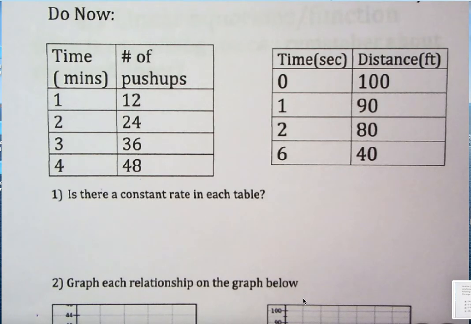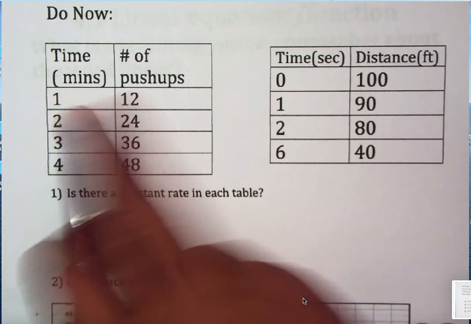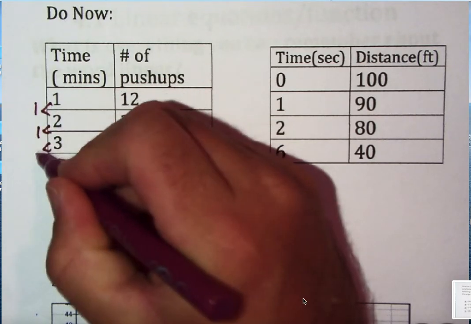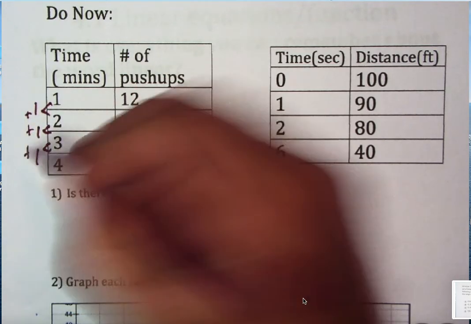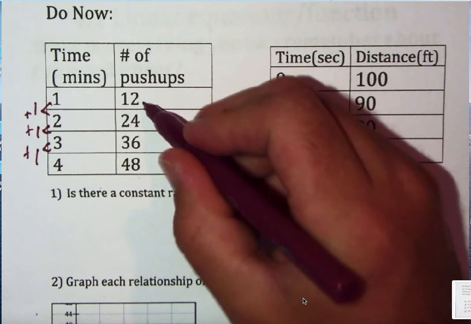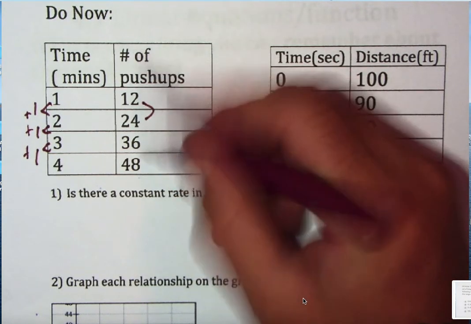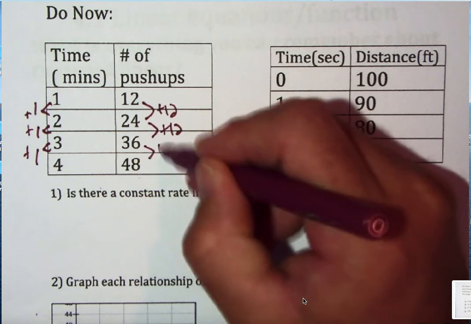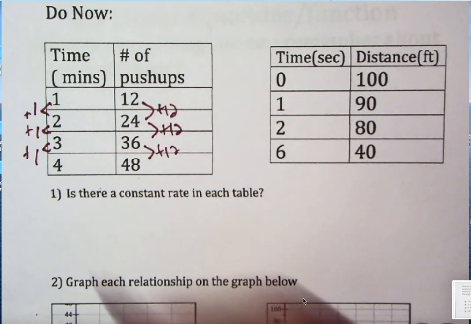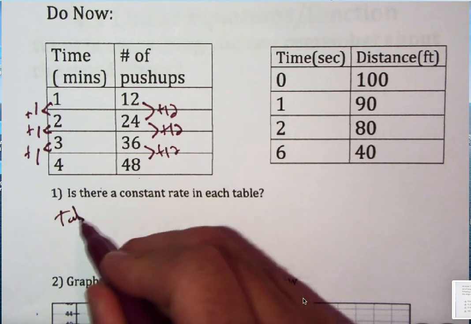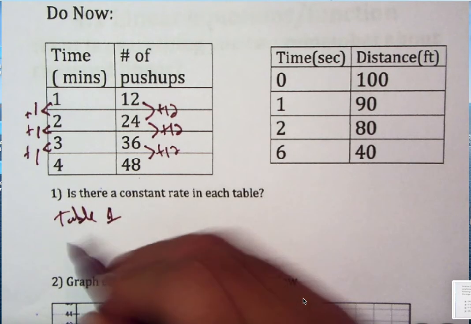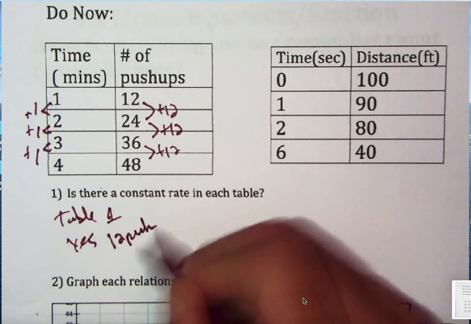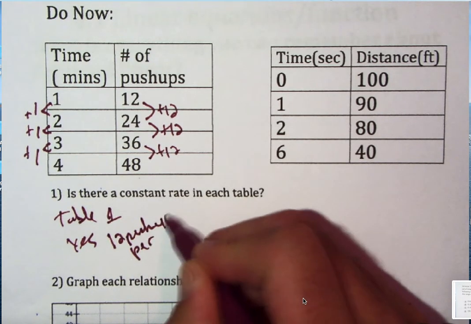So, let me look at this table. It seems to be about time and push-ups. Well, time increases at a constant rate of plus 1 minute. And the push-ups also increase at a constant rate of plus 12. So, table 1, yes. 12 push-ups per minute.